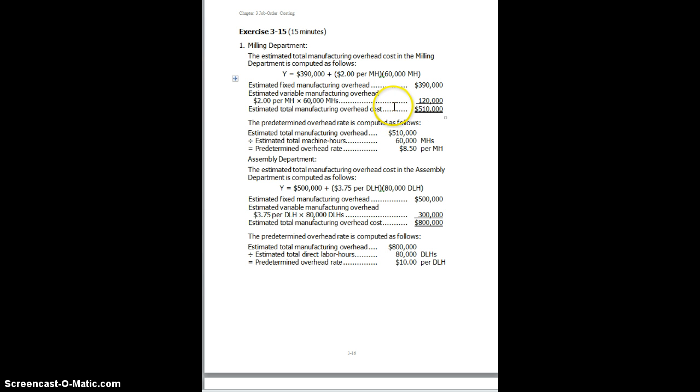As we saw in the last problem, in exercise 3-12, we were given the fixed manufacturing overhead, and we're given the same thing here. And then we're given the variable overhead rate per machine hour for the milling department, per direct labor hour for the assembly department. So the first thing we need to do in order to calculate this predetermined overhead rate is come up with what the estimated total manufacturing overhead cost would be.